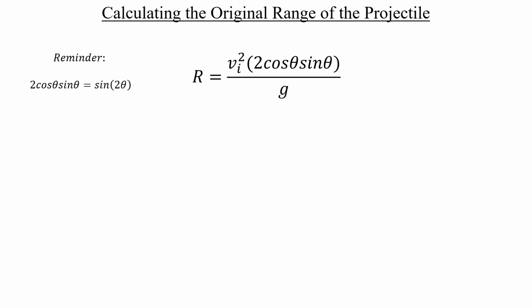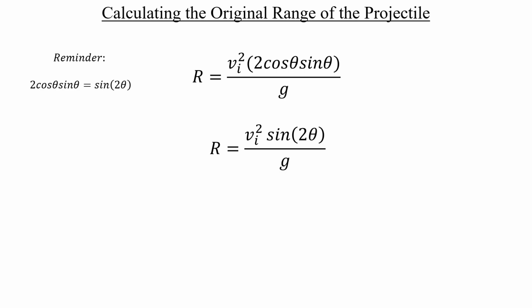Here's another reminder. There's a trig identity that says 2 times the cosine of theta times the sine of theta is equivalent to the sine of 2 times theta. Let's make that replacement in our numerator. And now we finally arrive at a projectile motion equation that might look familiar. This is how that range equation comes about.